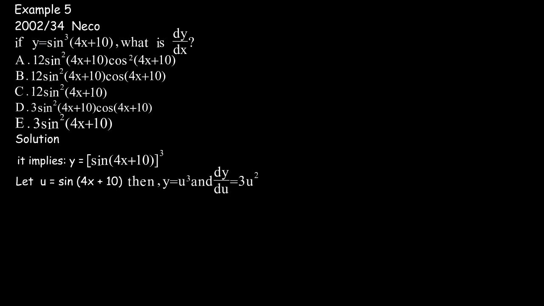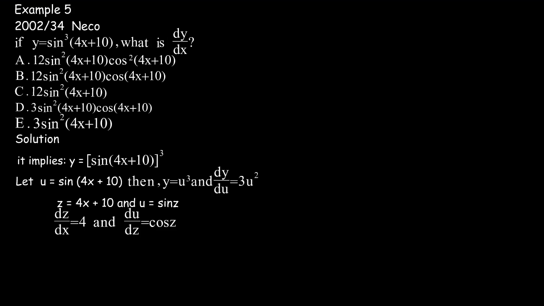We can easily get dy over du, and dy over du will be equal to 3u raised to the power of 2, or 3u squared, because 3 times 1 is 3, and 3 minus 1 will be 2. Now to get our du over ds, we are also going to be using chain rule, or function of a function, by making our bracket 4s plus 10 equal to z, and u will be equal to sine z. Next, we are going to find dz over ds, which will be equal to 4, and du over dz will be equal to cos z.